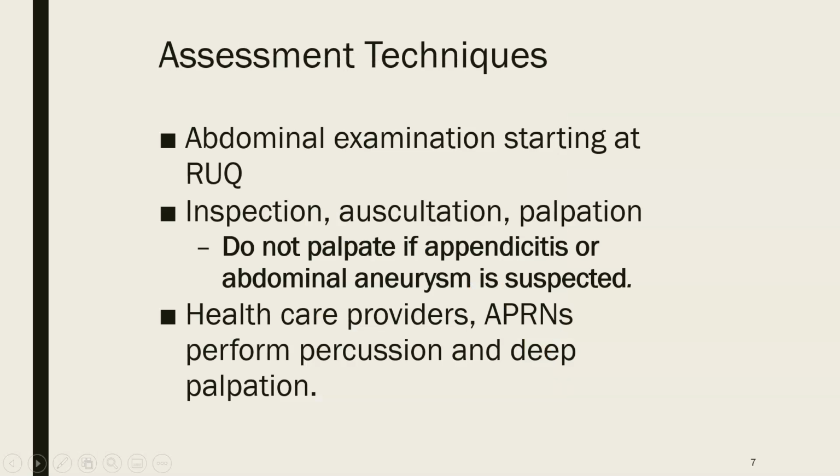So what assessment techniques should we use? Well, when you're doing an abdominal examination, you should start in that right upper quadrant. Remember, you inspect and you auscultate and then you palpate. And you do not palpate if you're ruling out an appendix or an abdominal aneurysm is suspected. And remember, only healthcare providers and advanced practice nurses perform percussion and deep palpation.